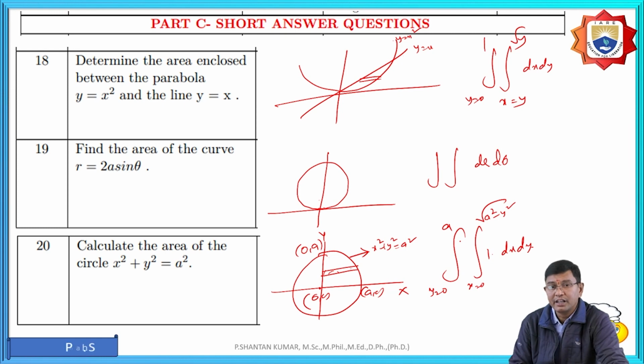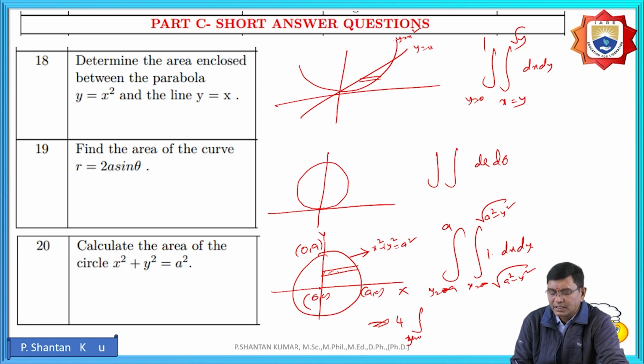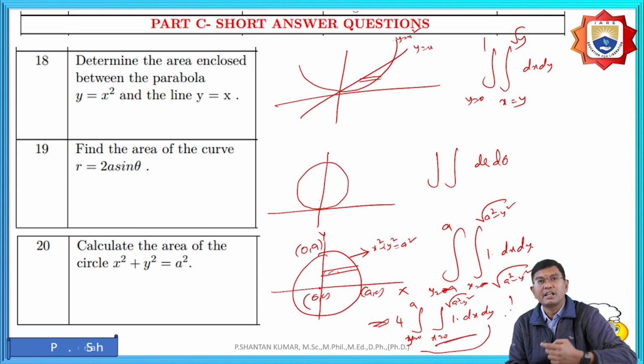And here it is not given that it is in the positive quadrant, so it is minus root of a square minus y square, and also minus a, as the conditions. Otherwise, 4 times the integration with y equal to 0 to a, and x equal to 0 to root of a square minus y square, of 1 into dx dy. First we need to calculate the inner integral, and then calculate the outer one.